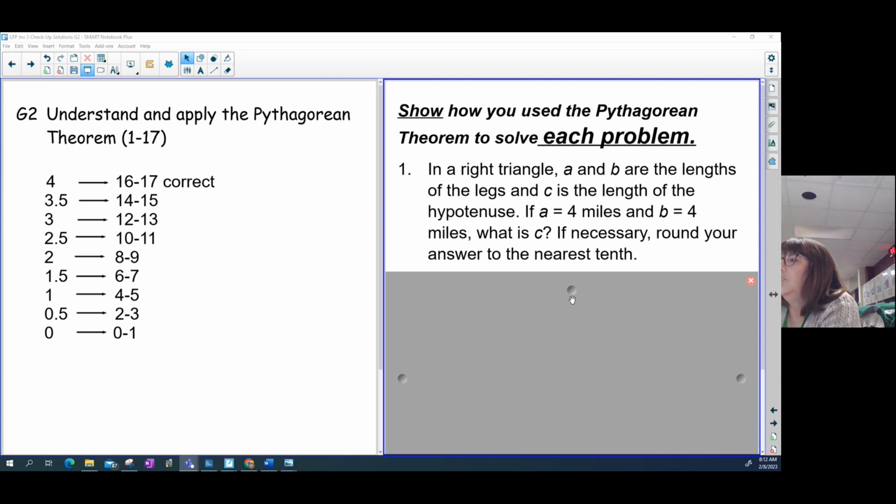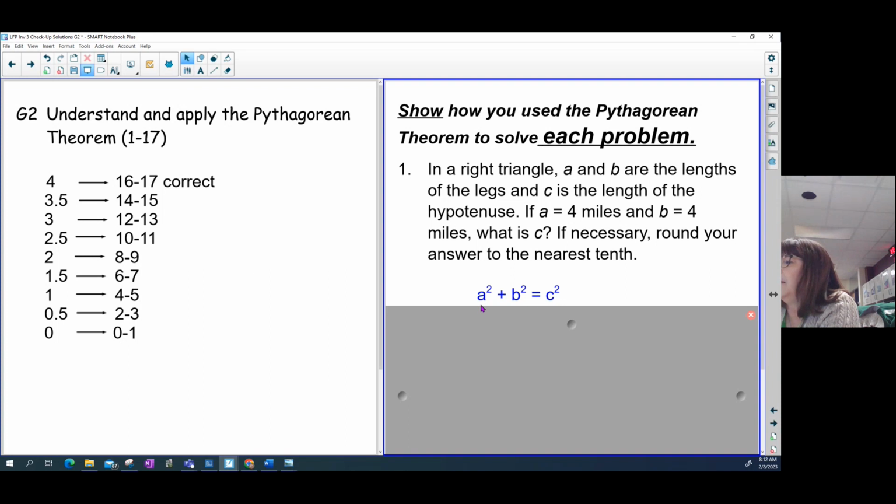So number 1 says, show how you use the Pythagorean theorem to solve each of these problems. In a right triangle, A and B are the lengths of the legs, and C is the length of the hypotenuse. If A is 4 miles and B is 4 miles, then what is C? And if necessary, round your answer to the nearest tenth. So reading all of the instructions first is a great idea.